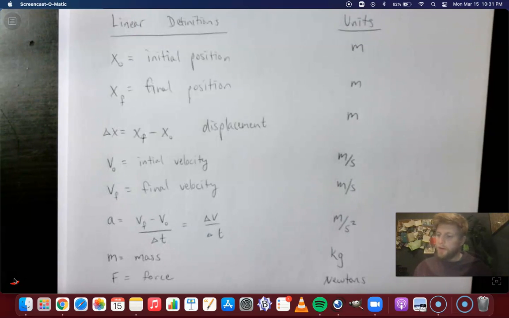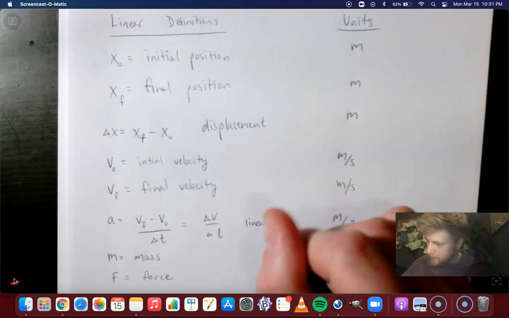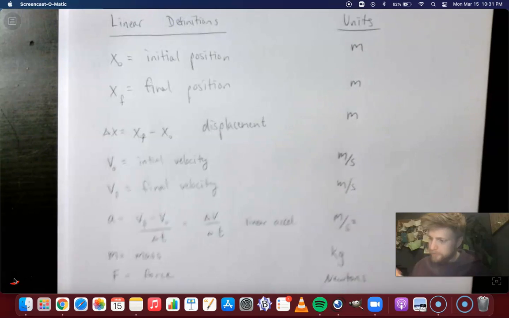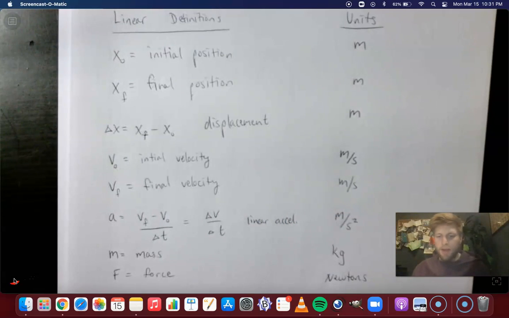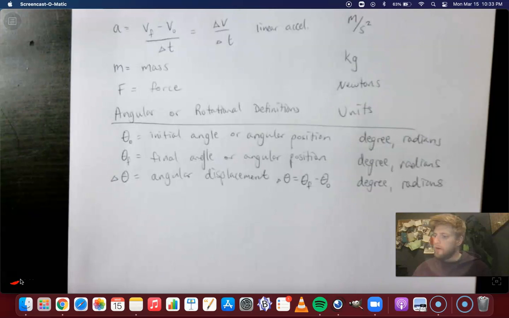We've got initial and final position. We've got displacement, which is just the difference between the two. Initial and final velocity. We've got linear acceleration. I should write that. Linear accel. We've got mass, and we've got force with their appropriate units. Let's go ahead and define the angular or rotational quantities, so we can make direct comparisons now that I've gotten it written out.